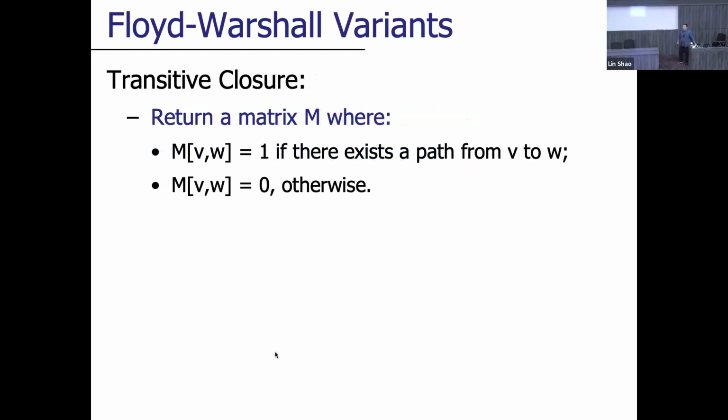Another variant of this algorithm is called transitive closure, which means that we want to come up with a matrix where entry VW equals 1 if there's a path from V to W, otherwise it would be 0. How we're going to utilize this algorithm to generate this matrix? Again, I just leave this for you to consider.